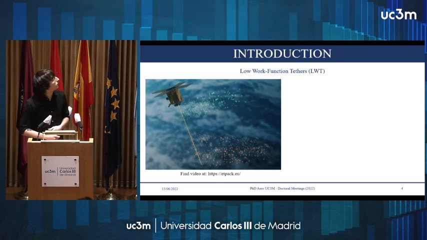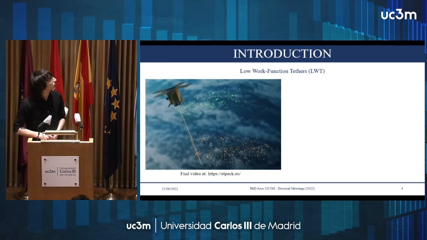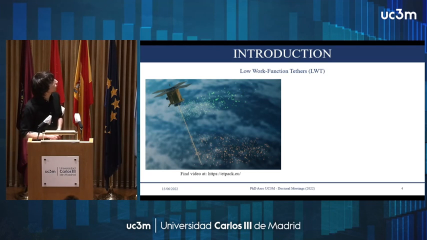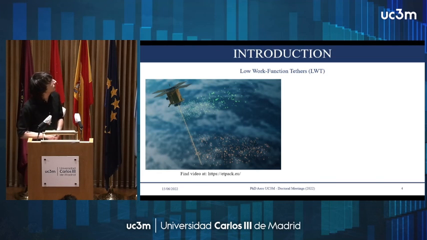So let us start by recalling what low work function tethers are. As you can see here from this nice snapshot, low work function tethers are basically long conductors that have been proposed as an effective way to deorbit satellites at the end of life. Basically, once the satellite reaches the end of its mission, the tether gets deployed, and as you can see here, it starts interacting and exchanging electrons with the ionospheric plasma.